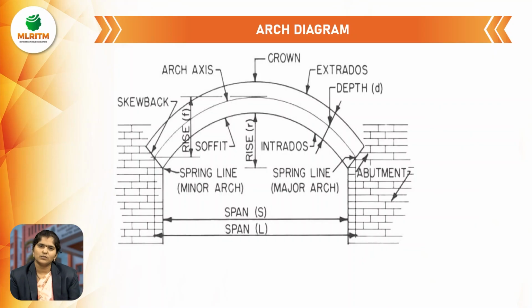So arches are mostly seen in historical places like Charminar, Golconda. The constructions are mostly archetype structures. So here S is the span, L is the span, outer abutments, and the crown is called crown, extrados, depth, intrados. So this is an arch diagram.